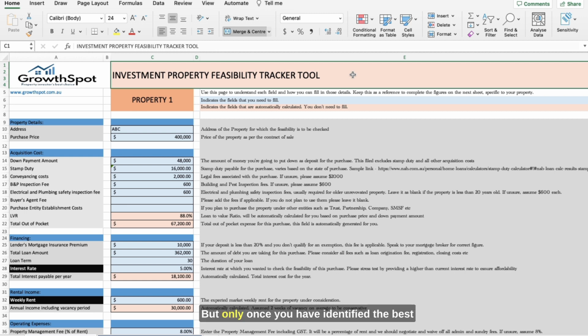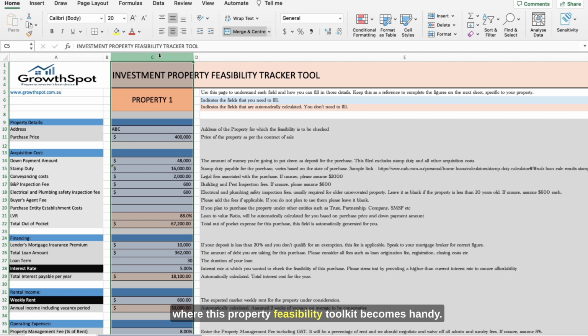But only once you have identified the best suburb to invest in and the best pockets within that suburb, you should start to look at properties that fall into such locations. It is at that stage you should do the feasibility at the property level, where this property feasibility toolkit becomes handy.